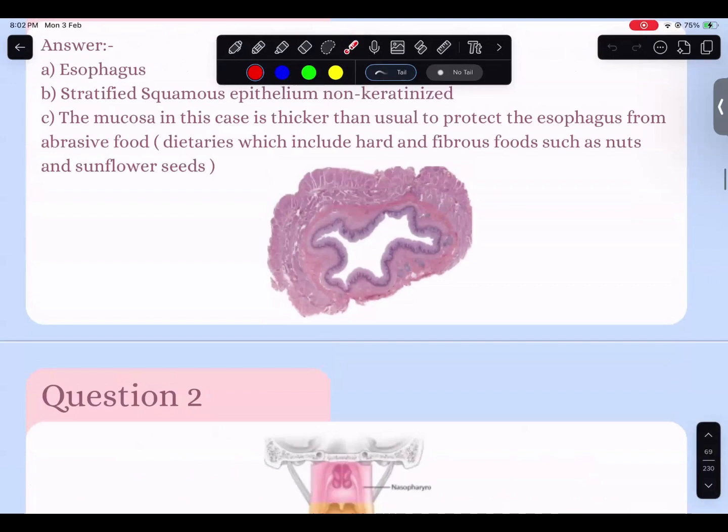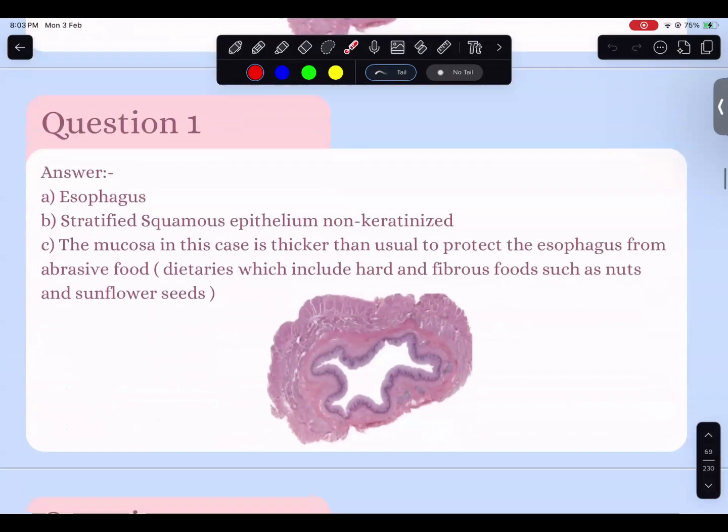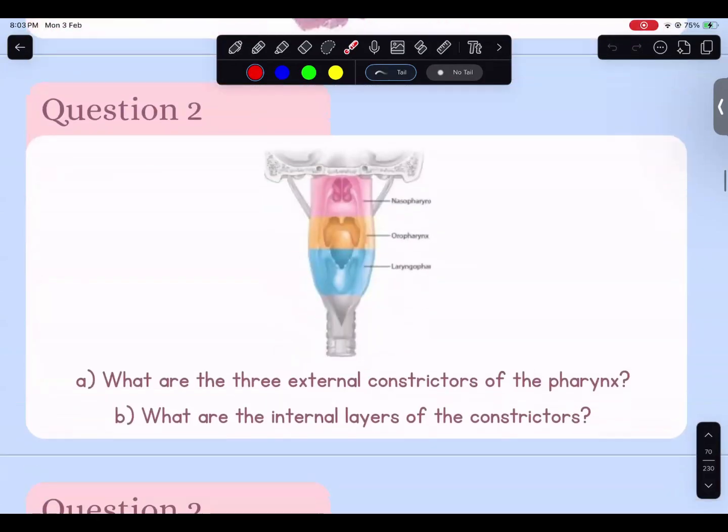Okay? And so here it's just talking about what is the primary function of the mucosa? So you can say, okay, it helps in the peristalsis because mucus secretions also help in the peristalsis of the food to go down better and smoother. And they also protect the esophagus from harsh or abrasive foods. You know, when you eat something hard or you eat a seed. Does that make more sense? Okay.